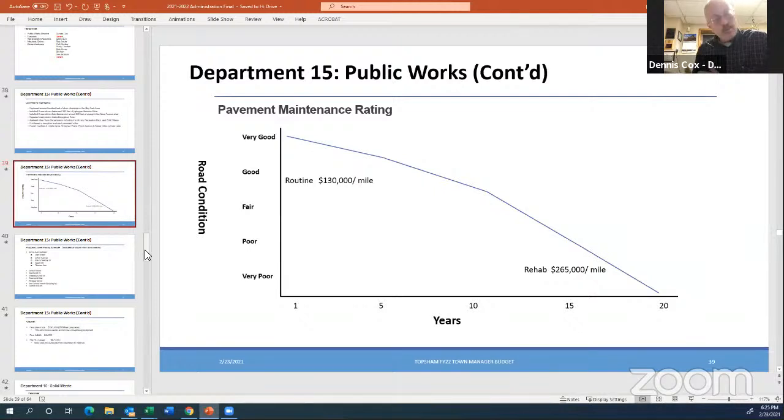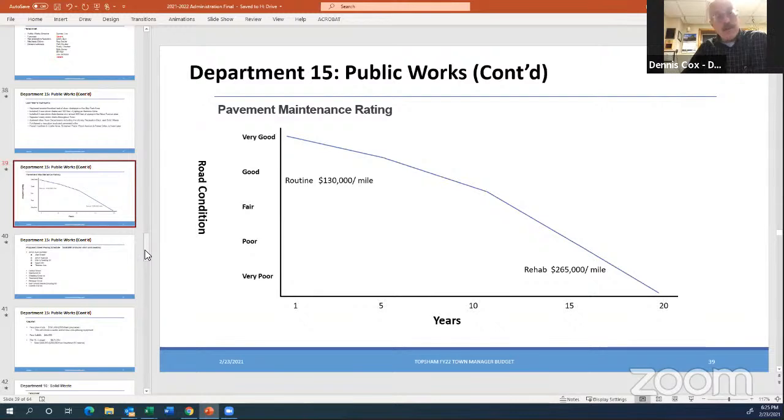If we maintain the roads within the first 10 years, it costs us a lot less in capital investment than if we wait after that, because you can see out there where the graph takes a dive, it goes down quickly. The condition of the road decreases quicker after about 10 years.